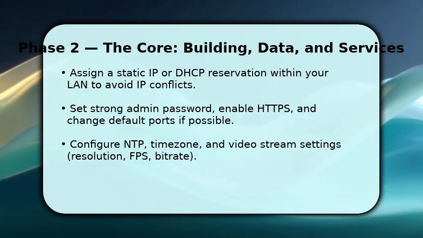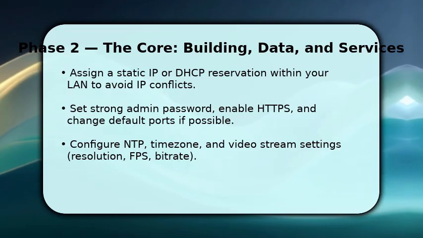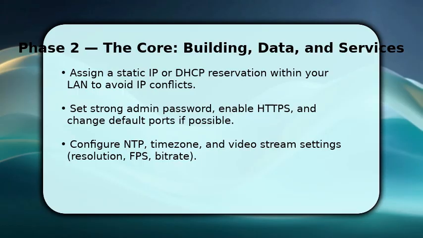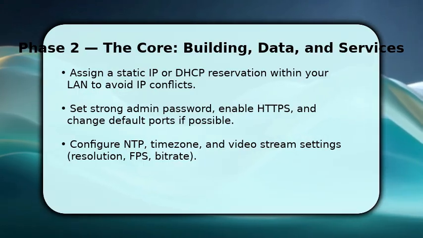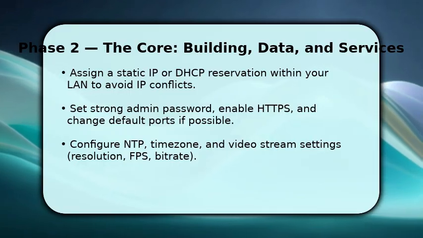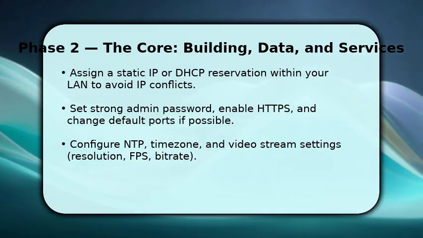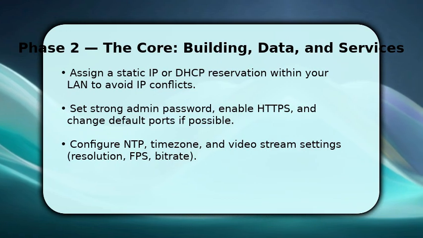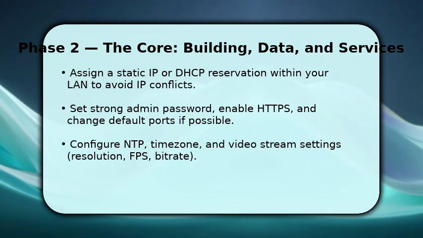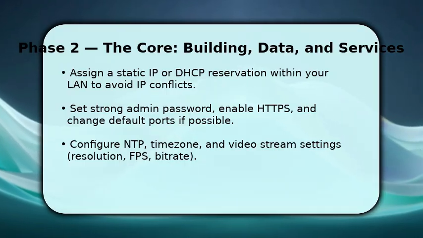Assign a static IP or reserve via DHCP to maintain stable access, and update the admin password. This prevents unauthorized takeover. Then enable HTTPS for secure control, set NTP and time zone so recordings have accurate timestamps, and adjust video resolution and frame rate to balance clarity versus bandwidth. After that, test live view and confirm stable frame delivery.